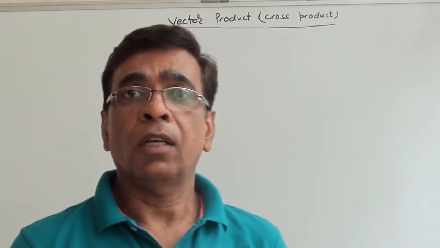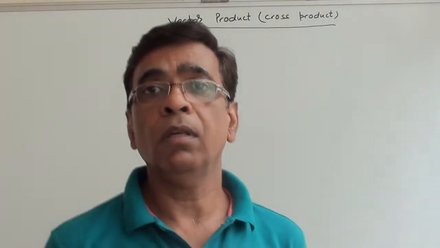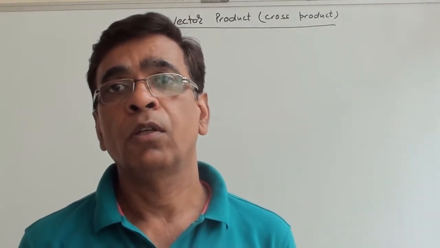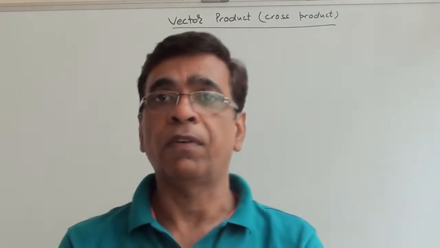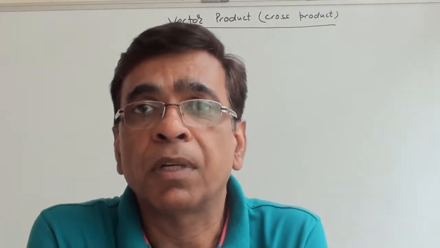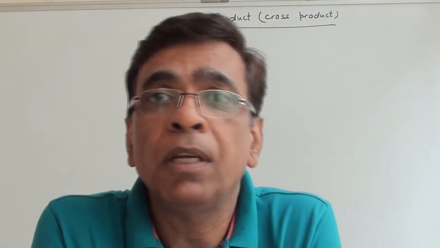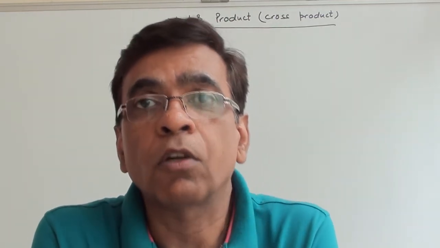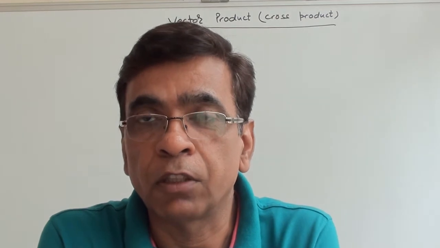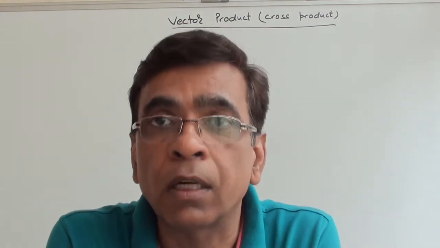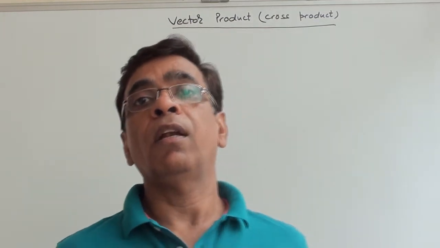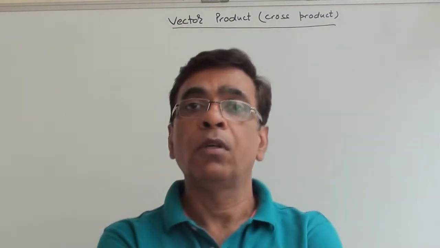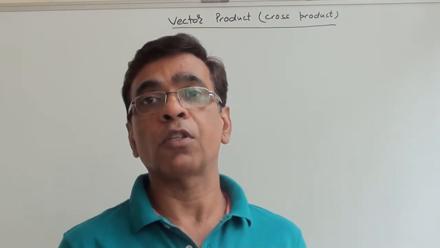Hello everyone. In this class I will explain to you about the cross product. Earlier we discussed that in vectors four operations are defined: summation, subtraction, and multiplication, which is of two types, dot product and cross product. Division is not defined in vectors, so we don't have any quantity like a vector divided by another vector. Summation and subtraction we have done.